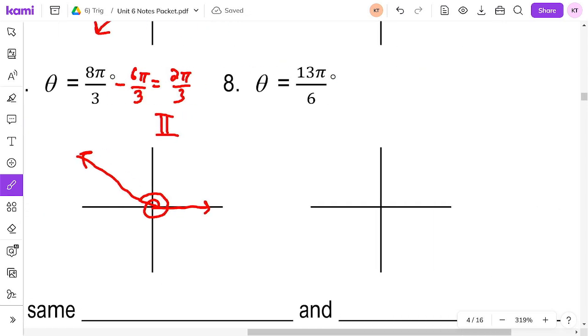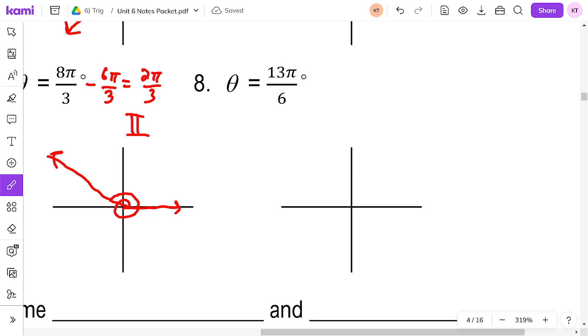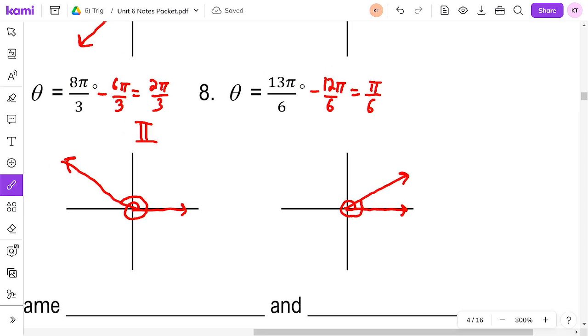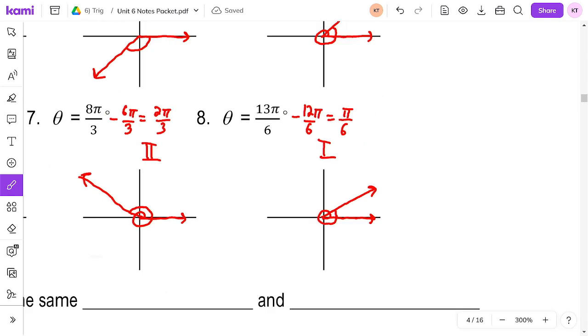And then lastly, 13 pi over 6. Do the same thing. I can see that that's going to be greater than 2 pi. So now I'm going to subtract 2 pi, which is going to be the same thing as 12 pi over 6 to get that common denominator to give me pi over 6. So I'll make my full rotation around and go pi over 6 further to create my angle. And this one also will fall into quadrant number 1.